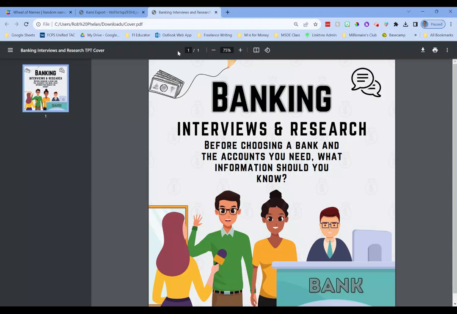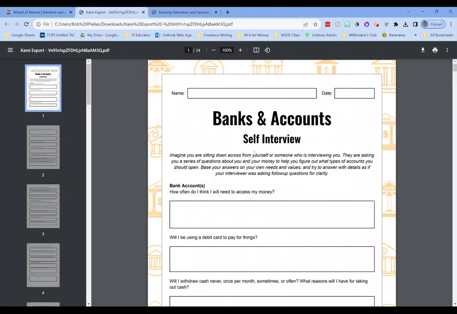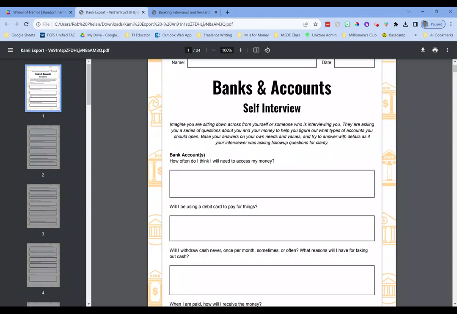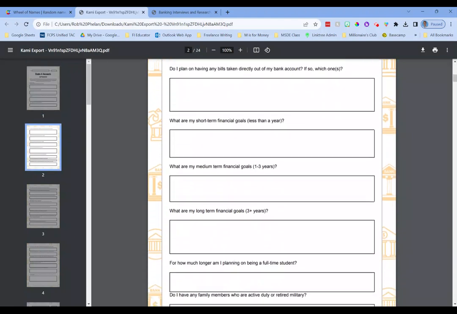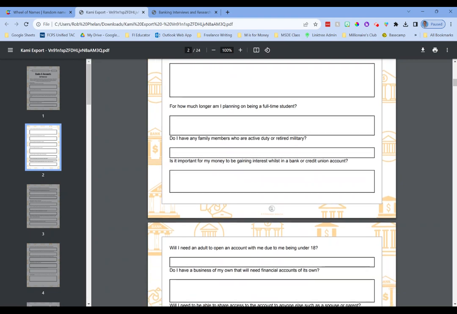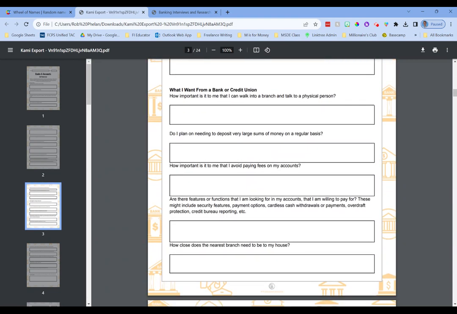Just a quick heads up about what the resource is. Once again, you have 3 interviews. The first one is a self interview. This is where the students establish their needs, wants, and goals around banking and the types of accounts they might need. It's a pretty comprehensive survey that they give themselves. You can print it out or do it on a Google document.